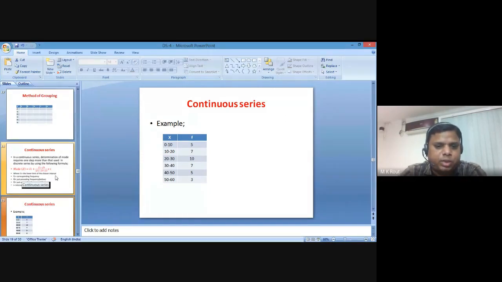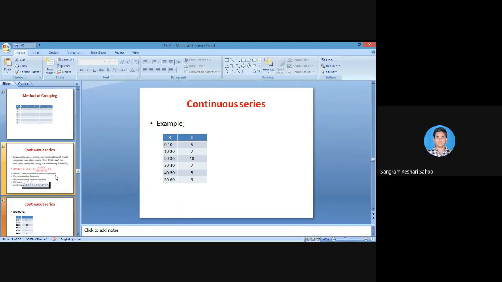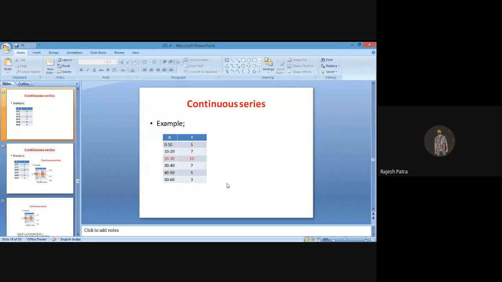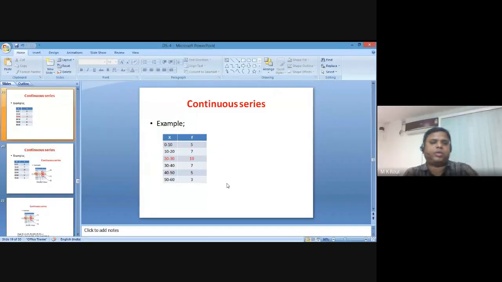And which is the highest appearance in case of frequencies? 10. So you directly choose this particular row. I just highlight it in red color. And which is the lower limit? 20. 20 is the lower limit. That is the value of L1. And what is the corresponding frequency? That is 10. And 10 is the highest value of frequency from the chosen interval.